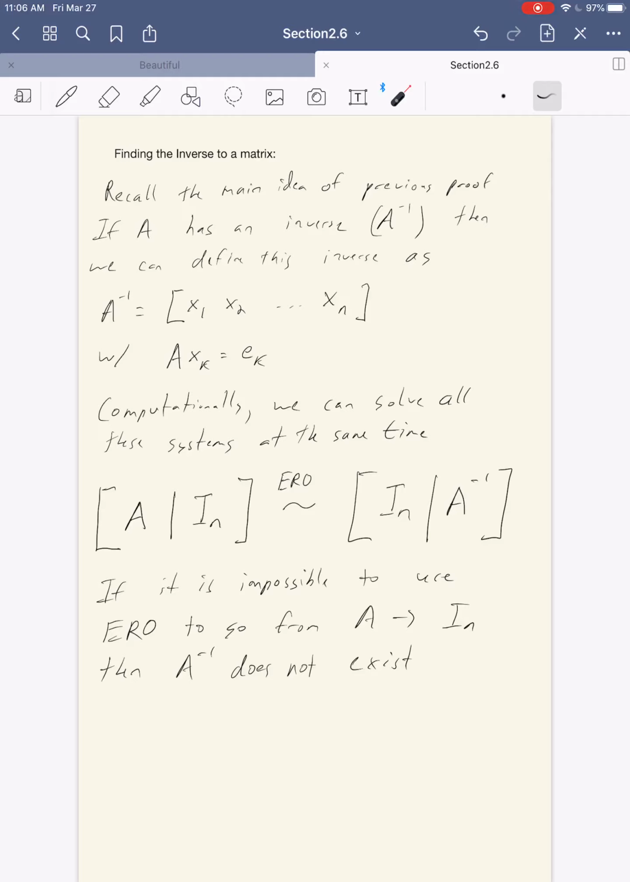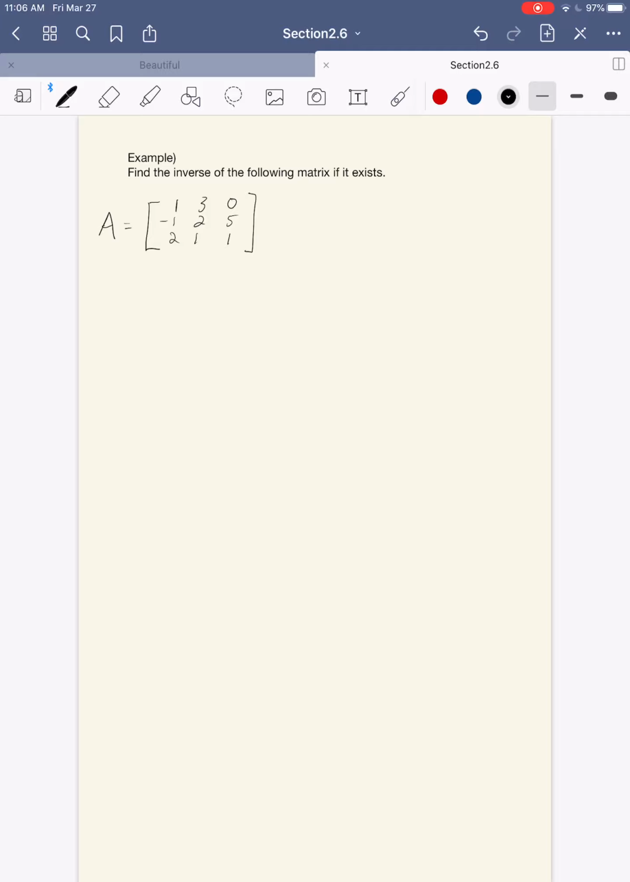So for the remainder of this video, we're just going to look at a couple examples of going through and doing this. So let's go ahead and get started with our first one. We've got a square matrix here. A is going to be the matrix 1, 3, 0, negative 1, 2, 5, 2, 1, 1. And we want to try to find the inverse of the following matrix if it exists.